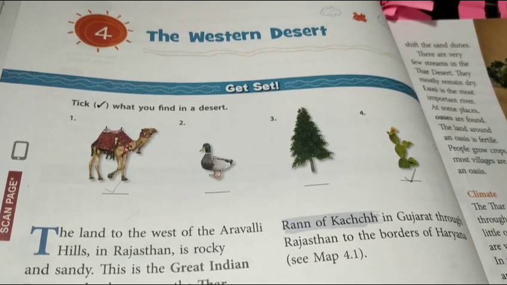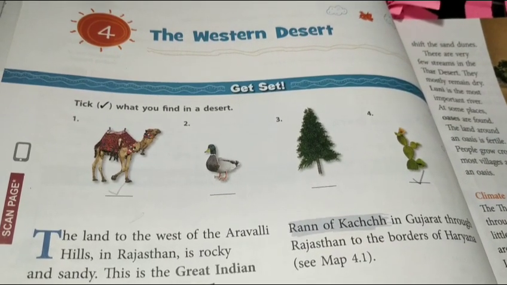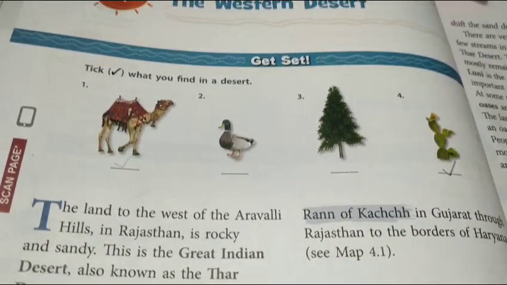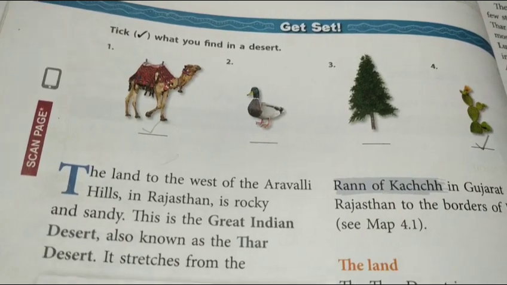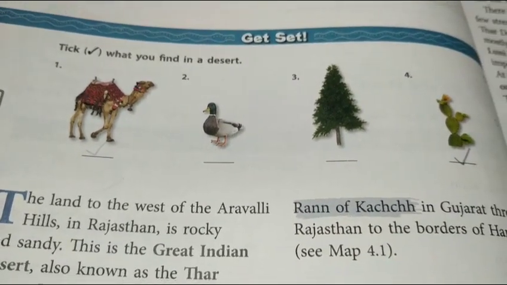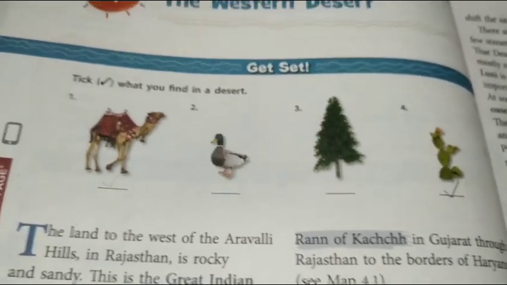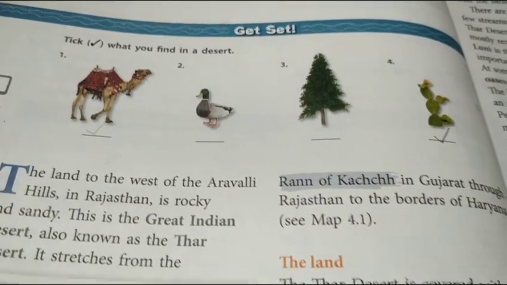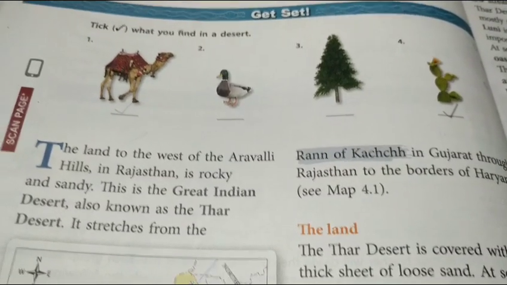Hello children, today we are going to study Social Studies Class 4 Chapter 4 The Western Desert. Here you can see a few pictures of a camel, a duck and a pine tree, and the last one is a cactus. So you can name them and then we can carry on with the chapter.